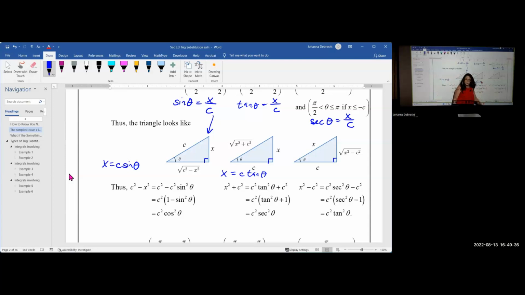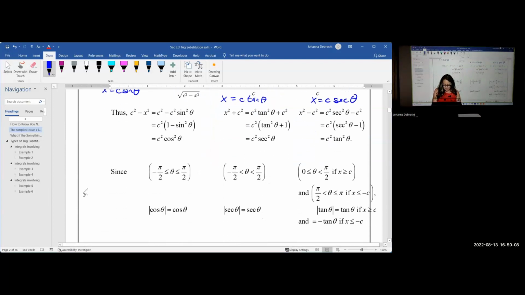Now, the last one, we make the substitution over here that x is equal to c secant of theta. And when we do that substitution, we end up with x squared minus c squared becoming c squared secant squared of theta minus c squared. Take out the common factor of c squared, and you get c squared times tangent squared of theta. That's the one that has a little bit of a problem if x is less than or equal to negative c, which again, we won't know unless we know something about where x is being evaluated.